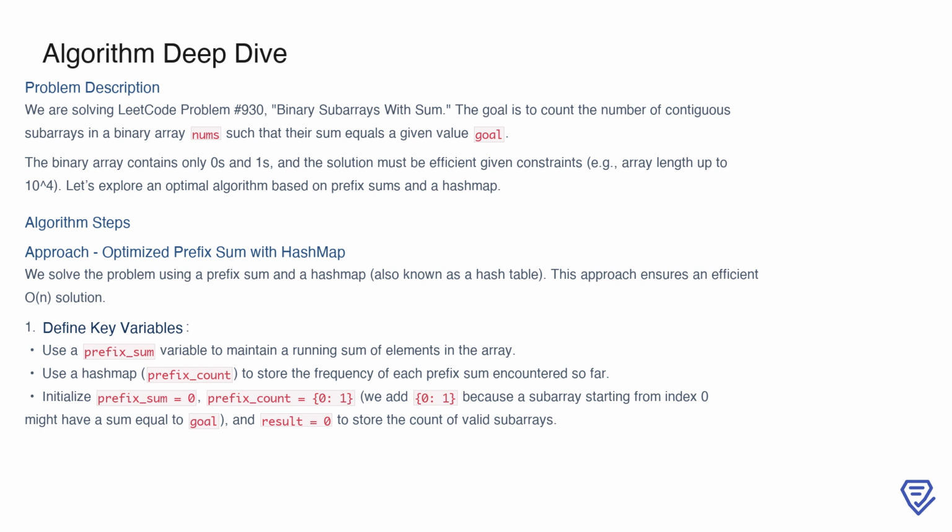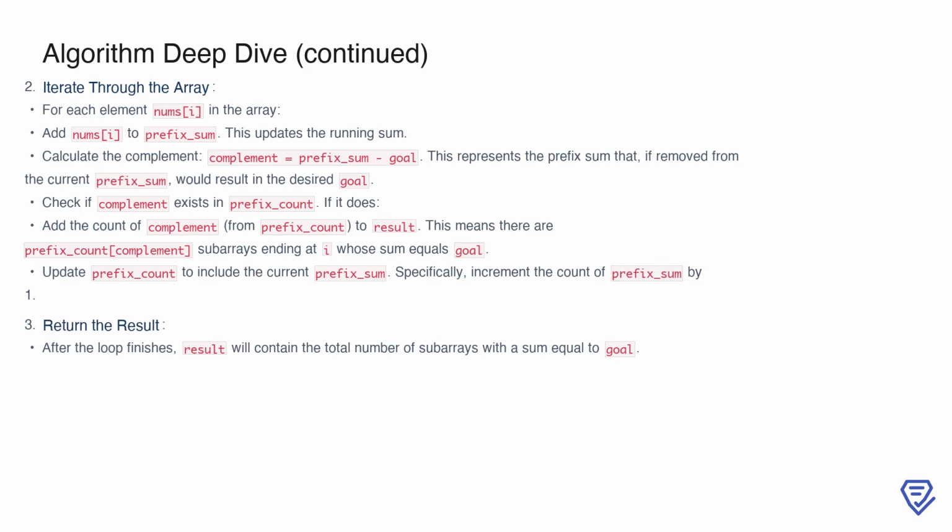goal. Now, let's define the key variables: the prefix sum variable to maintain the running sum, the hash map to store prefix frequencies, and a result variable to count the valid subarrays. With these in place, we're ready to dive into the algorithm. To solve the problem, we iterate through the binary array and process each element one by one. For each element, we add its value to the prefix sum, updating our running total. Next, we calculate the complement, which is the difference between the current prefix sum and the goal.